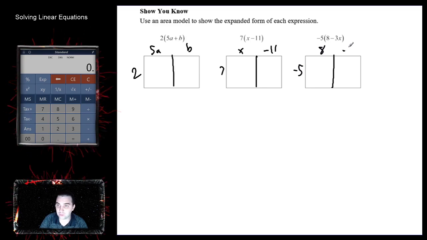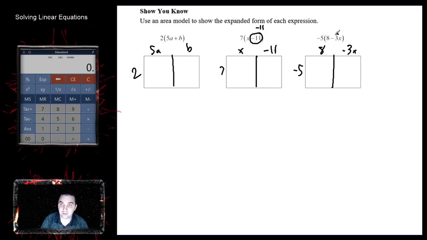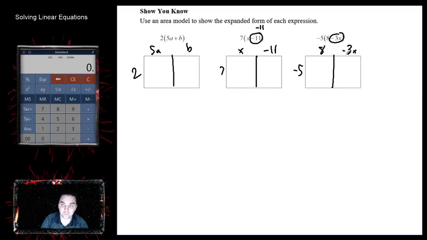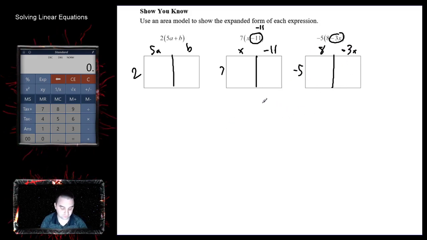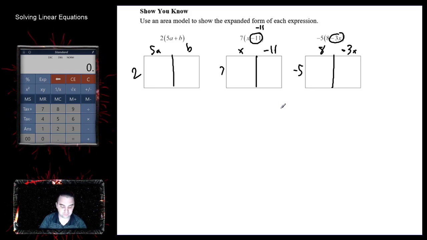One thing I do want to point out, because it's a common error, notice that it says minus 11. So that's actually a negative 11. Okay, so make sure that on the area model you have a negative 11 here. Same thing with this. We have minus 3x, not positive 3x. That does matter. And be very careful with your negatives when you are multiplying these across. All right, pause the video, give that a shot, and then check your answers.